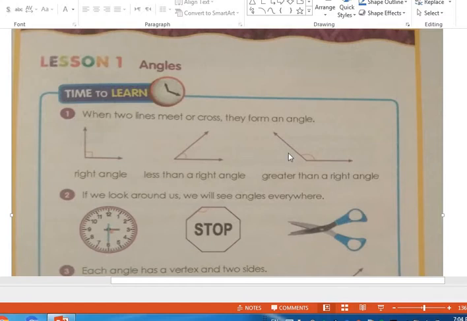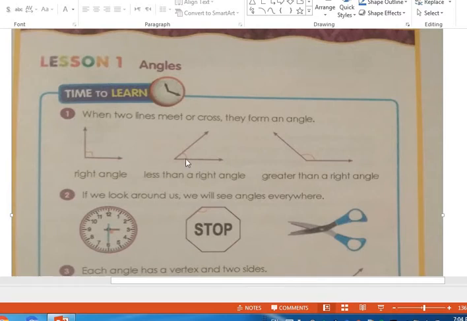In the third example, I also have two lines. These two lines form inside what? An angle. Looking at the angle here, as I told you in the last session, this is a right angle, 90 degrees. And this is an angle that's less than the right angle.